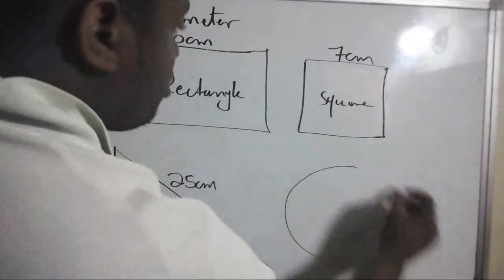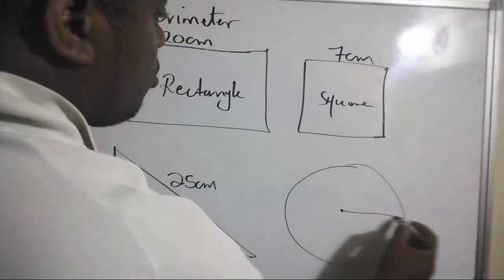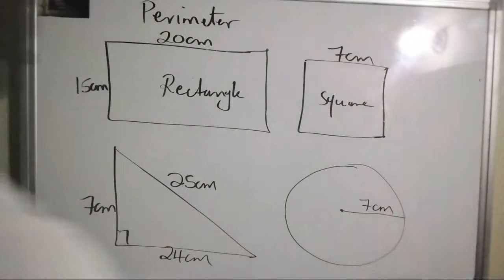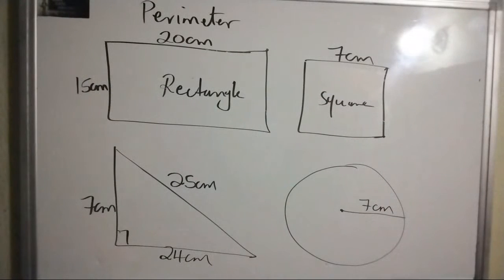And a very interesting one, the circle. How would you find the perimeter of a circle with radius 7 centimeters? So go ahead and do that, guys.